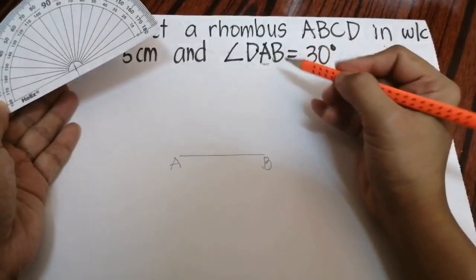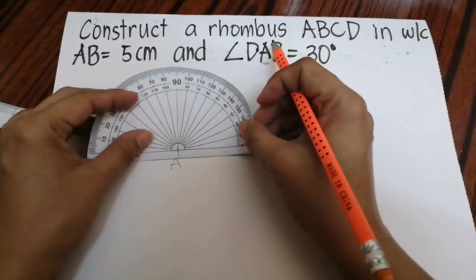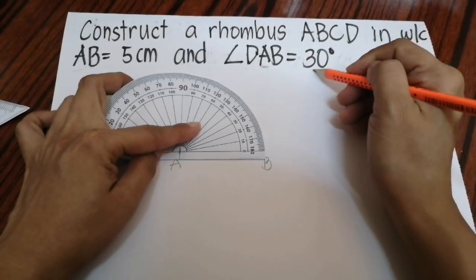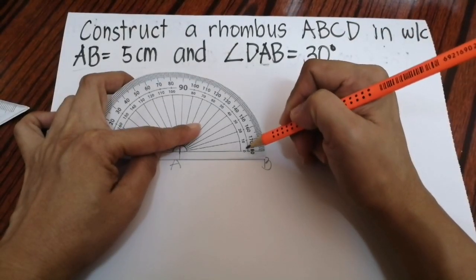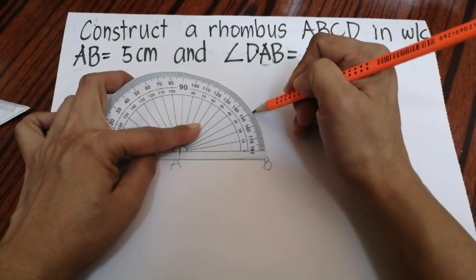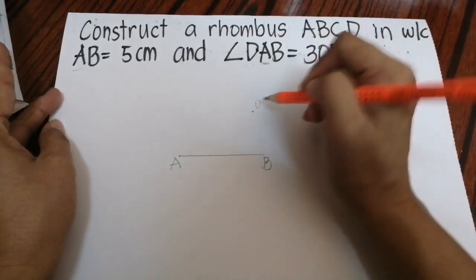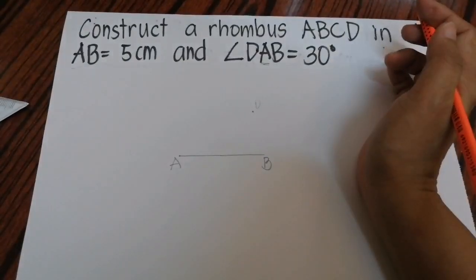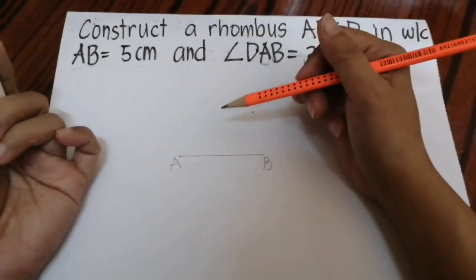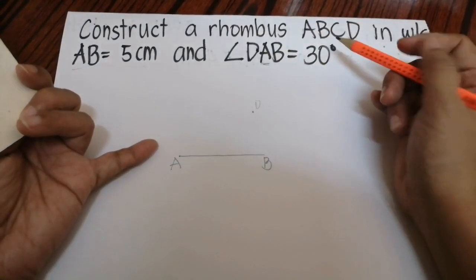A is the vertex, so we will be measuring our angle from point A. Mark it where the 30 degrees is. We'll be using the inner scale, and the 30-degree angle is right here. And this one will be point D. Now this is temporary because we need to connect D and A together. D and A together should also measure 5 centimeters.